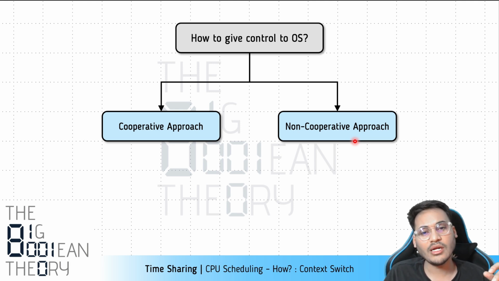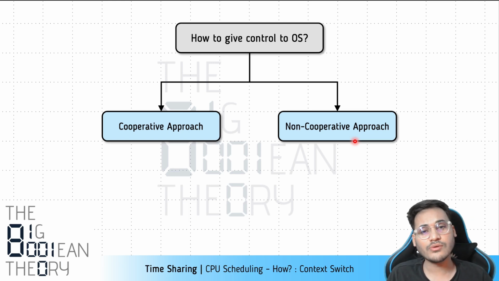A timer is a device that has been programmed to raise an interrupt after every few milliseconds at a fixed interval, right? Whenever that fixed interval finishes, the timer raises an interrupt. So in a system with a timer interrupt, we have a guarantee that the control will eventually be given to the OS. So this is the difference between the cooperative and non-cooperative approach.